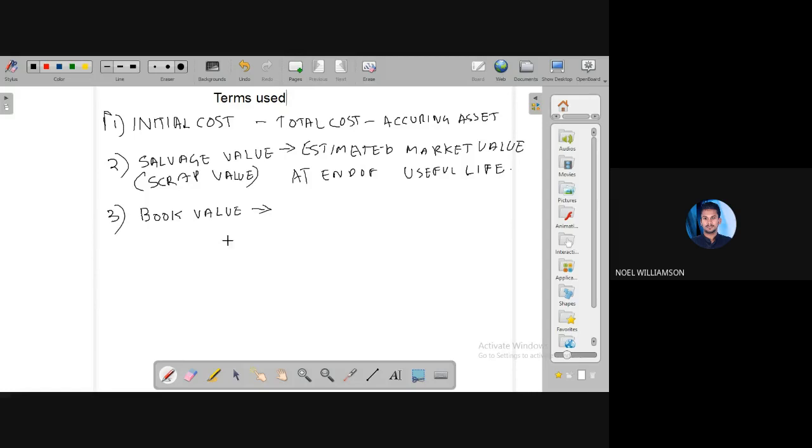We already know that depreciation is accounted yearly. So each year you will have some book value, which will be counted at the end of each year. Then useful life, that you have seen already.